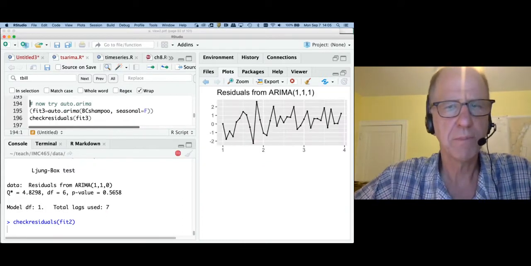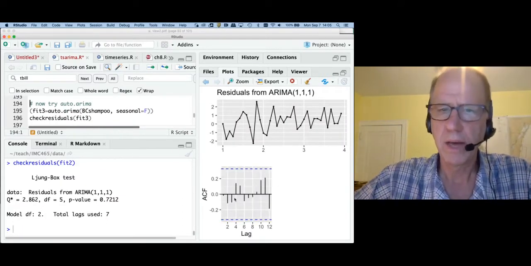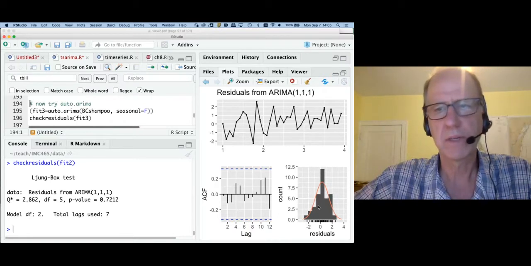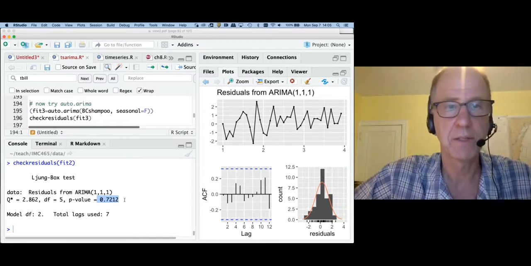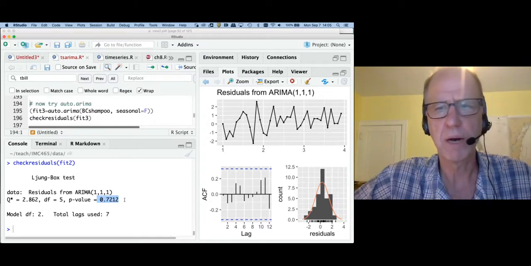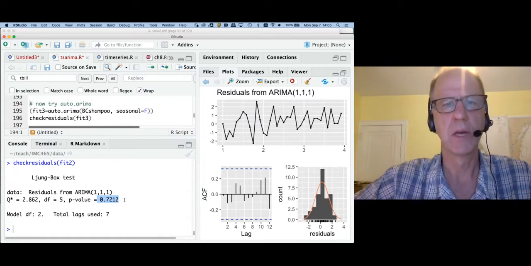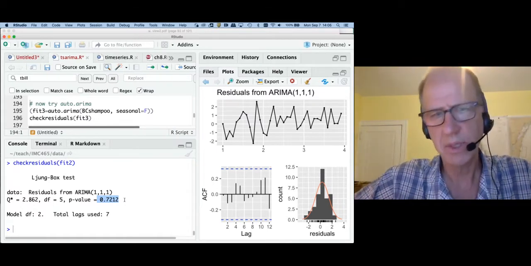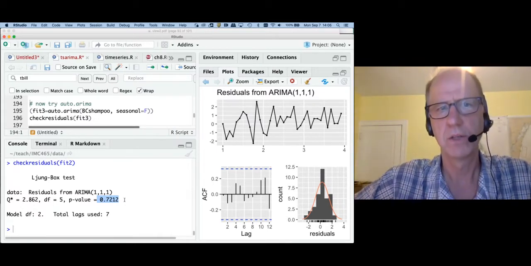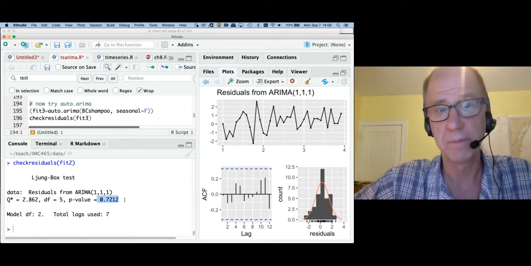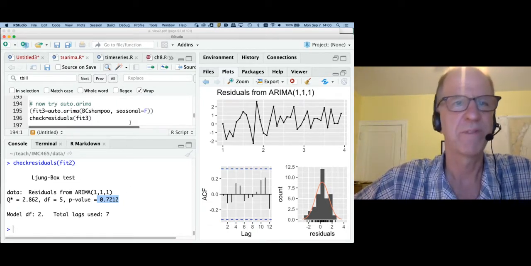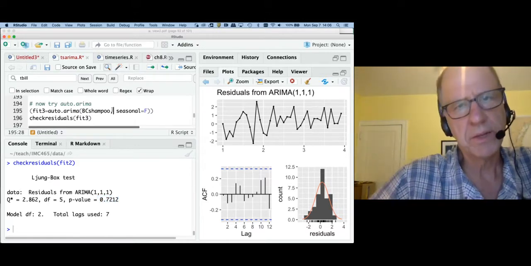If I do the same for model 2, none of my ACF values are significant. Values are normal. The Ljung-Box test is even more non-significant. And so either of these models would be good models. Since AIC is a little bit lower, I'd prefer to use the AR model versus the ARIMA model, but both are defensible. Let's go down the other path.